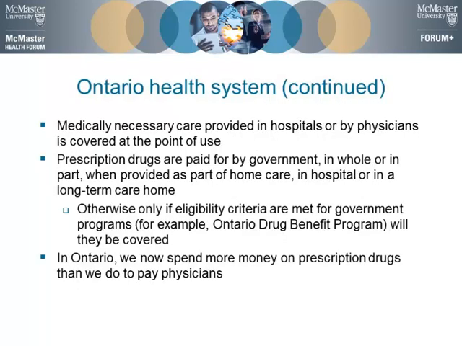Medically necessary care provided in hospitals or by physicians is covered at the point of use. Prescription drugs are paid for by government in whole or in part when provided as part of home care, in a hospital, or in a long-term care home. Otherwise, only if eligibility criteria are met for government programs, for example, the Ontario Drug Benefit Program, will they be covered. In Ontario, we now spend more money on prescription drugs than we do to pay physicians.